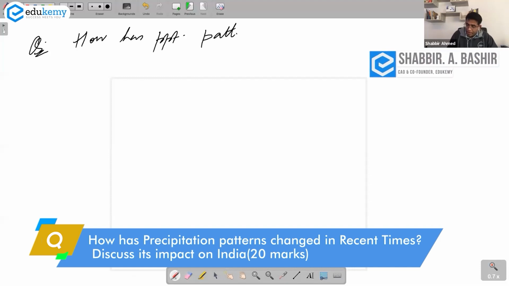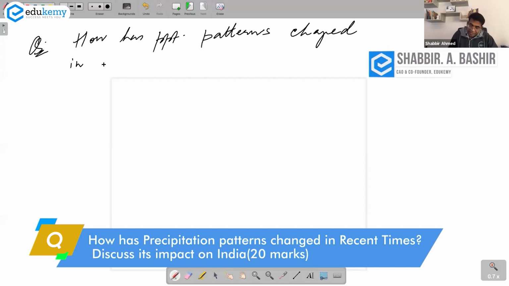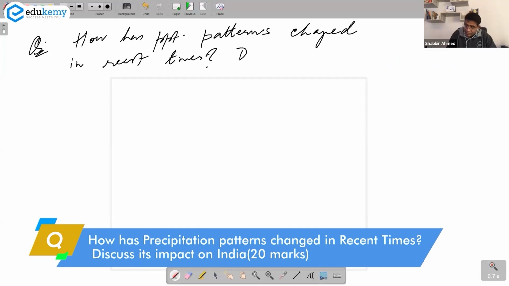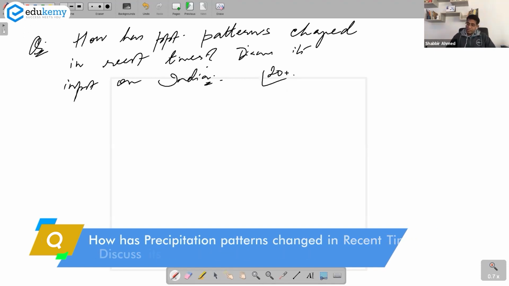How have precipitation patterns changed in recent times? Discuss its impact on India. So this could be maybe a 20-mark question, a longer question. So try writing this in about 3 pages.